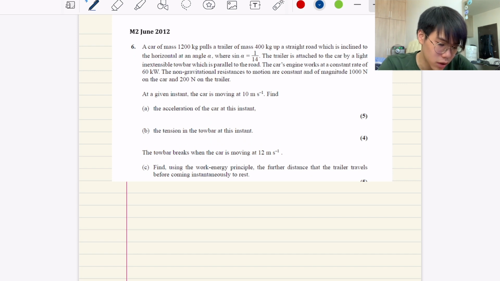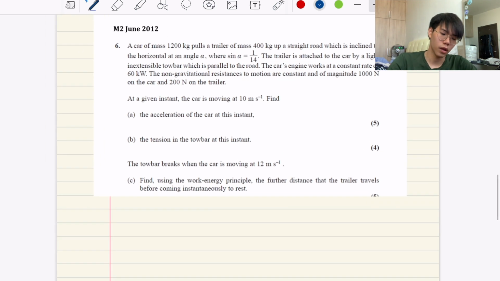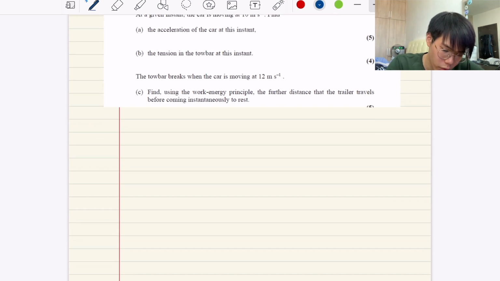Okay, first we have a question here. A car of mass 1200 kg pulls a trailer of mass 400 kg up a straight road which is inclined to the horizontal at an angle alpha. Okay, so first we need to draw a diagram.